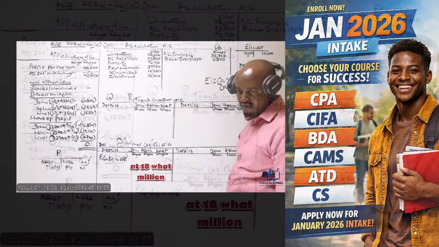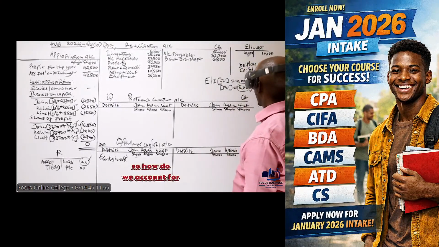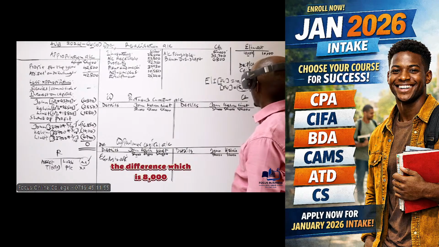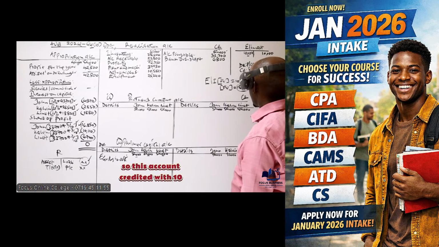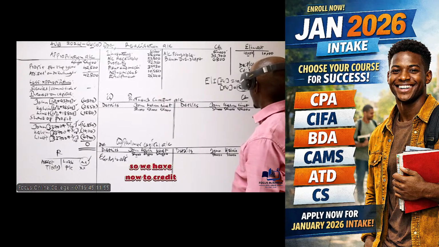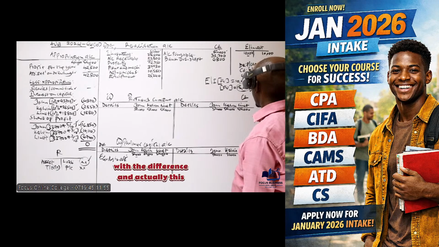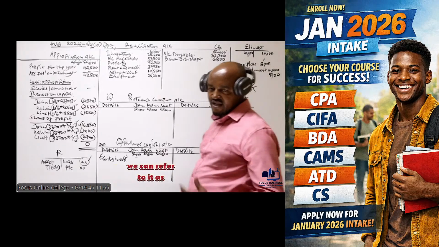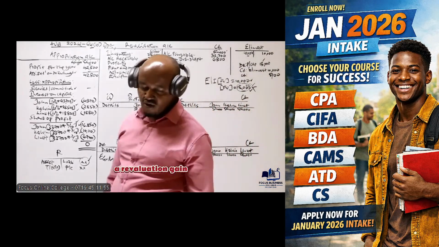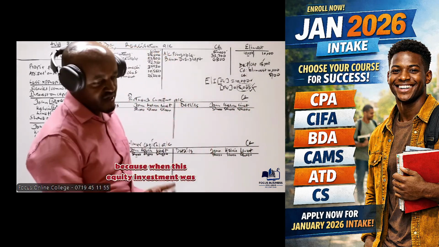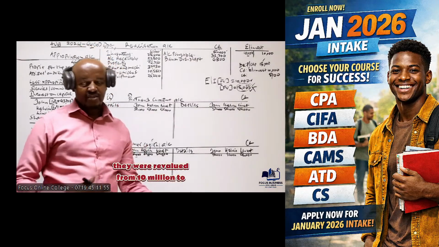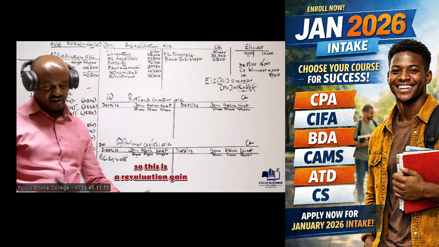So how do we account for the difference, which is 8,000? You can see this account has been debited with 18 and this account credited with 10. So we now have to credit another account with the difference. And actually this difference we can refer to as a revaluation gain, because when this equity investment was taken over, it was revalued from 10 million to 18. So this is a revaluation gain.